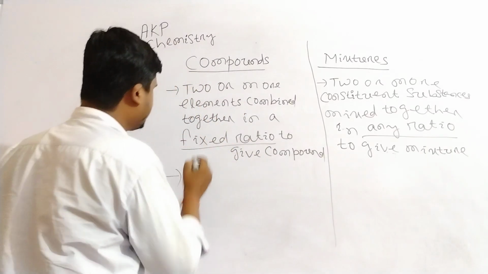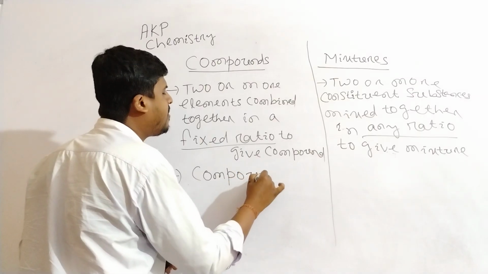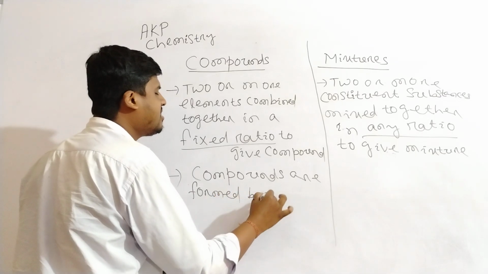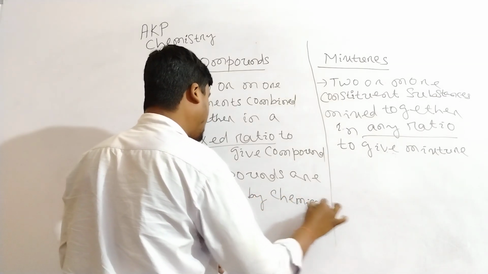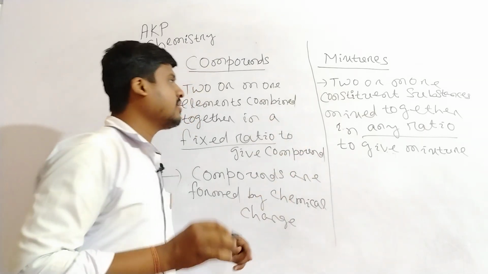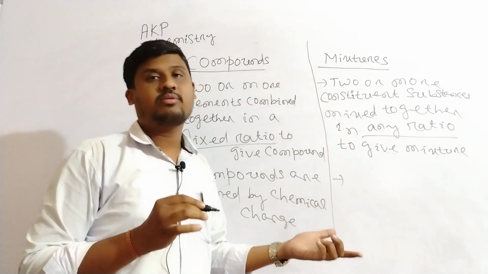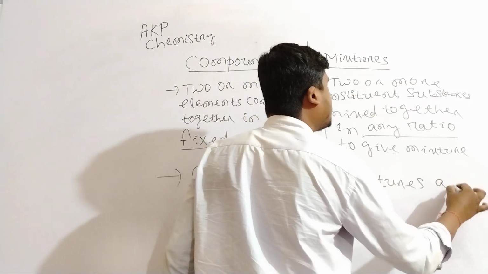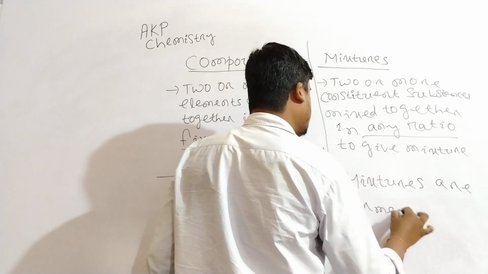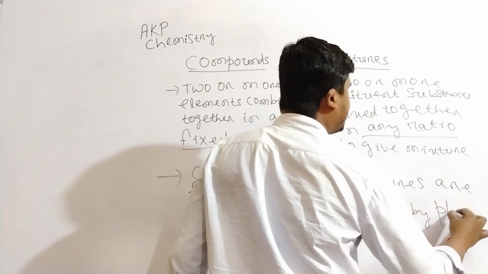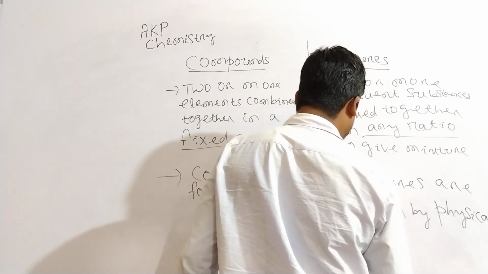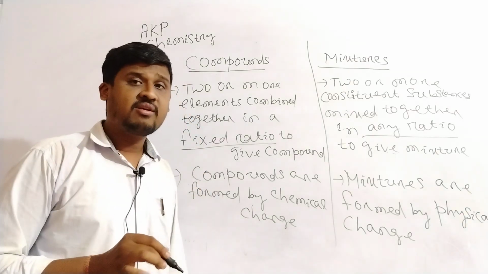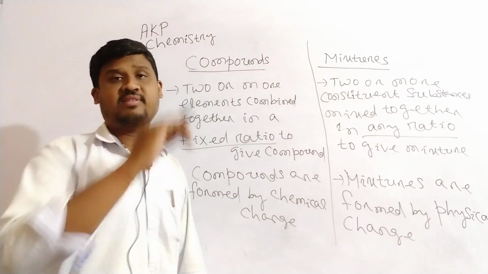So compounds are formed by chemical change, whereas mixtures are formed by physical change. Compounds are formed by chemical change, whereas mixtures are formed by physical change.